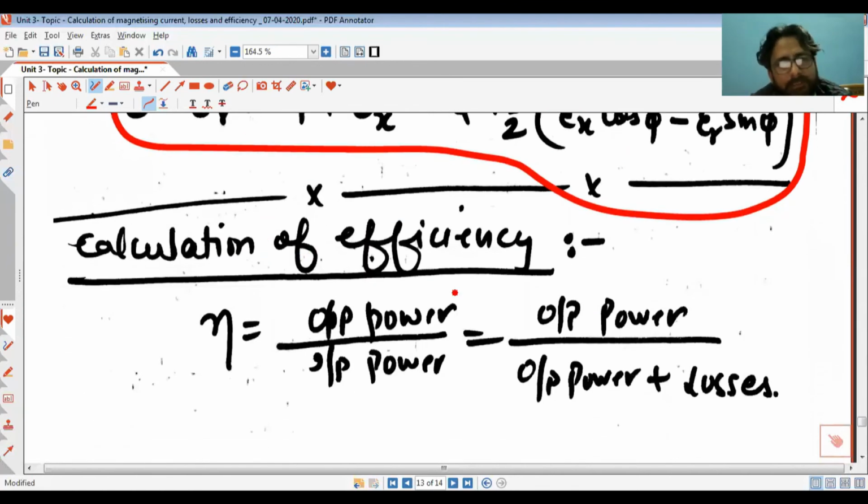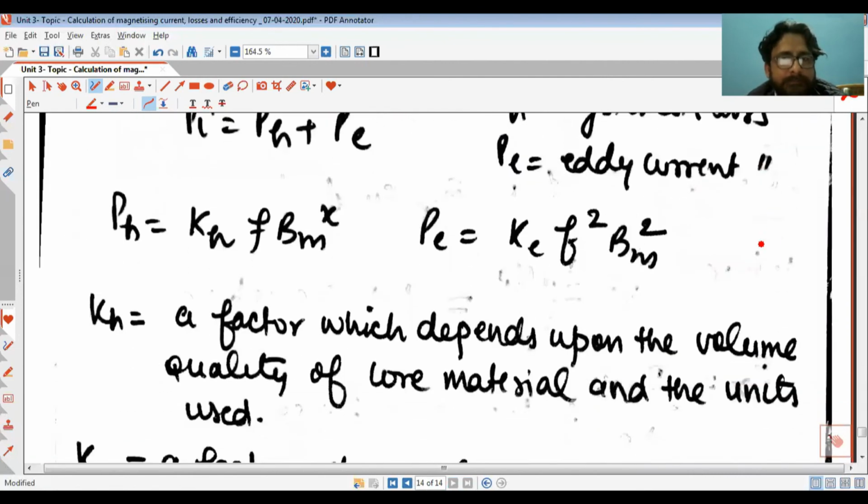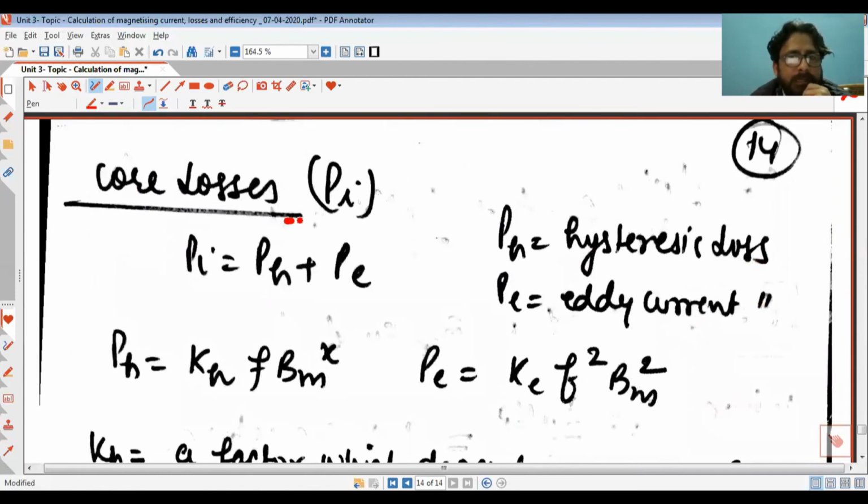Similarly, we can find out the efficiency. Efficiency has the same formula: eta is equal to output power divided by output power plus losses. So the losses here are iron losses as well as copper losses, right? So output power, what will we take? Output kVA, and in the 3 phase case, per phase output kVA.